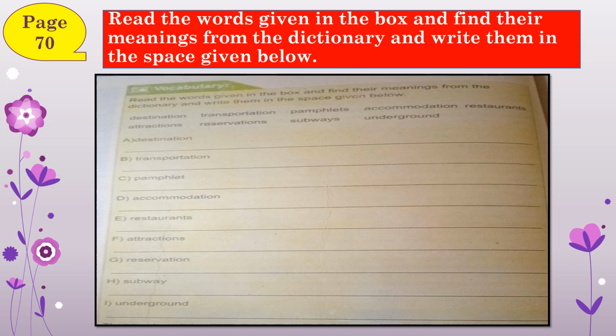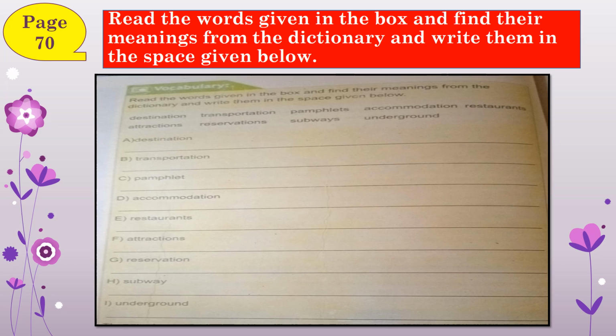Let's begin with the vocabulary activity from page 70. You are given a list of words in a box. Your task is to look up each word in the dictionary and write its correct meaning in the space provided below. This activity will help you improve your vocabulary and better understand the lesson. Pause the video if you need more time to check each word. Once you've found all the meanings, we'll move on to the next exercise together.